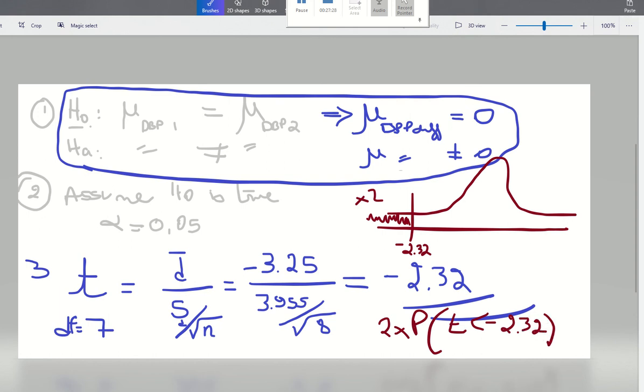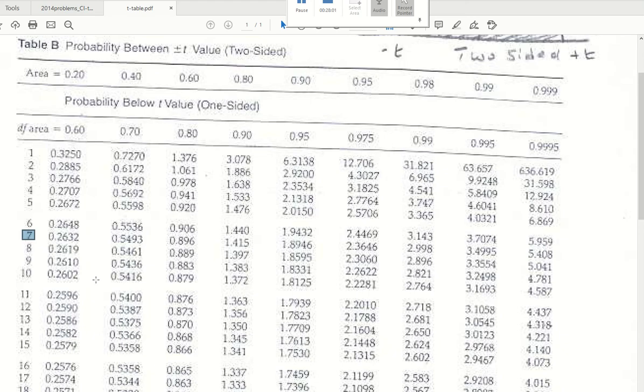But from working with the t table, you remember that it doesn't give you the negative side, so you have to do something with that. The way you're going to turn this into a positive is either you change the direction, or you do 1 minus. So basically, we're going to do 1 minus the probability of t less than the positive value of 2.32. And then all of that, we're going to multiply by 2 right here. Okay, so let's go back to the t table, degrees of freedom 7.